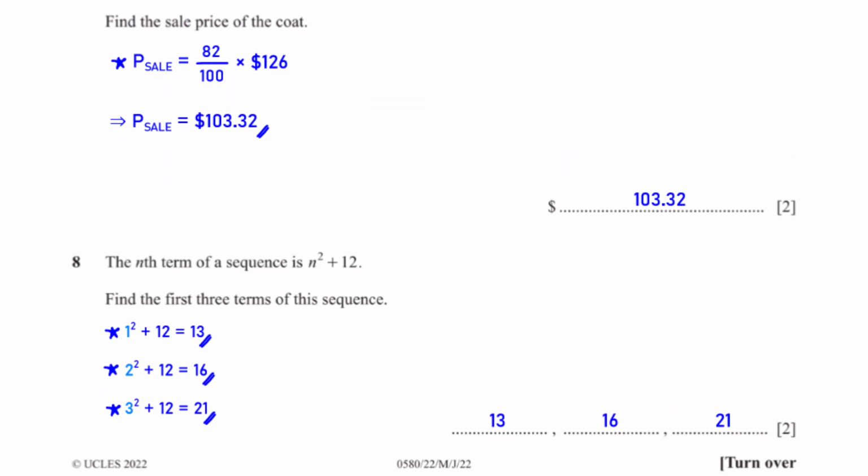The nth term of a sequence is n squared plus 12. Find the first 3 terms of this sequence. To get the first term, we plug in n equals 1 into the nth term, so we have 1 squared plus 12, which is equal to 13. For the second term, we have 2 squared plus 12, which is equal to 16. And for the third term, we have 3 squared plus 12, which is equal to 21.